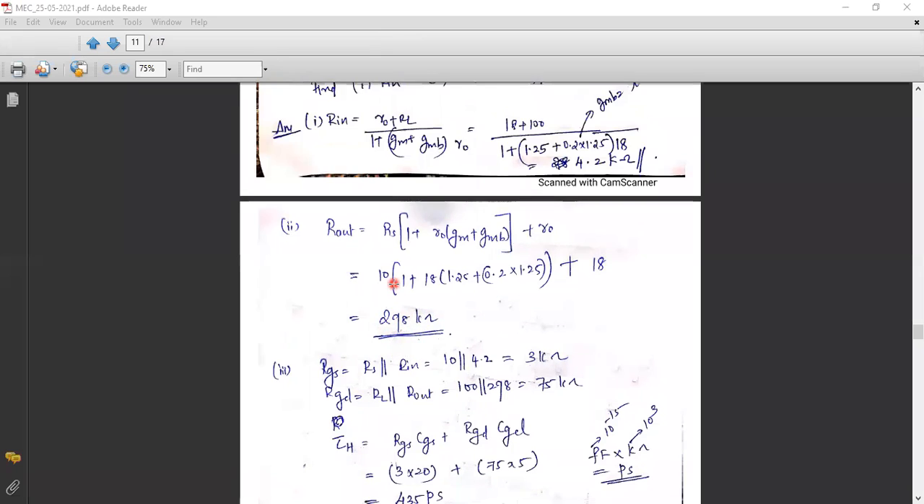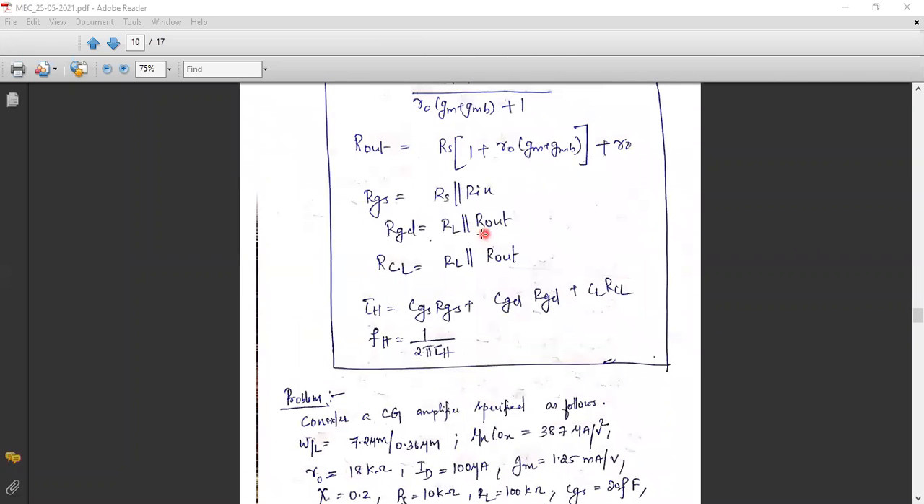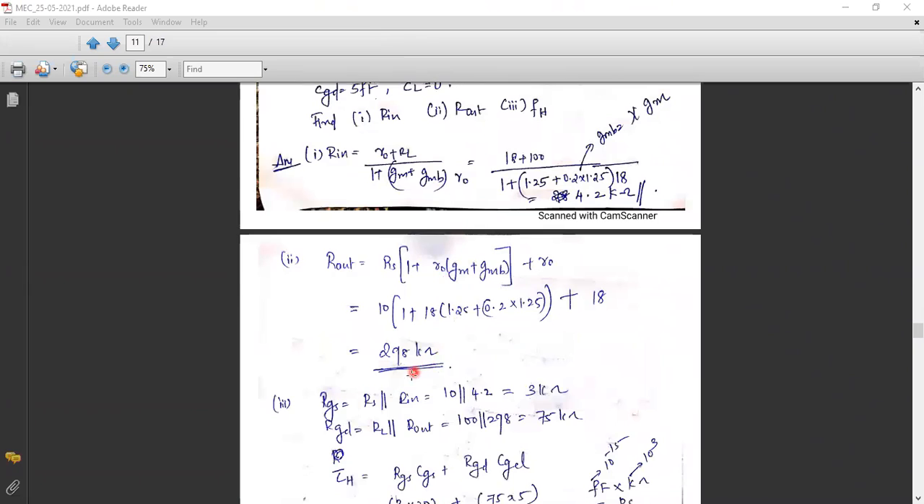Okay, so after getting Rin and Rout, we will go with RGS. What is RGS? RGS is nothing but the parallel combination of RS and RN. RS is 10 kilo ohm, RN just now you got as 4.2. So 10 parallel 4.2. Check whether it is 3 kilo ohm. How will you find R1 parallel R2? R1 into R2 by R1 plus R2. So 10 multiplied by 4.2 upon 10 plus 4.2.